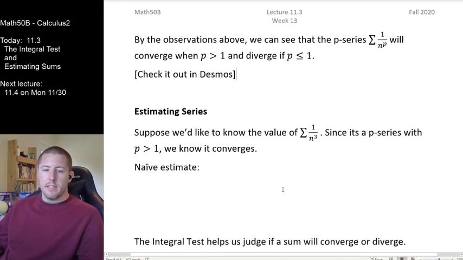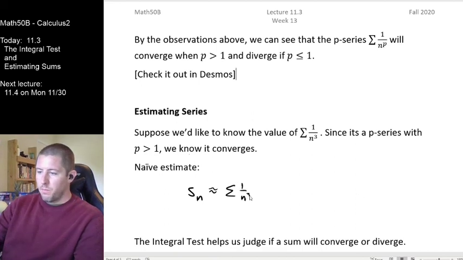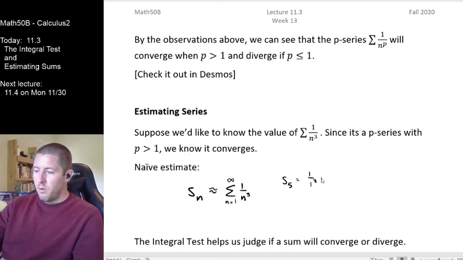So how would we estimate this thing? Well, I'm going to suggest that there's a pretty simple, naive estimate that we could do. What I would say here is that S sub n is approximately equal to the true sum itself. All I'm really saying is, just take the first couple terms. That's a pretty good estimate, right? So I might come up with something like S sub 5 equals 1 over 1 cubed plus 1 over 2 cubed plus 1 over 3 cubed plus 1 over 4 cubed plus 1 over 5 cubed.